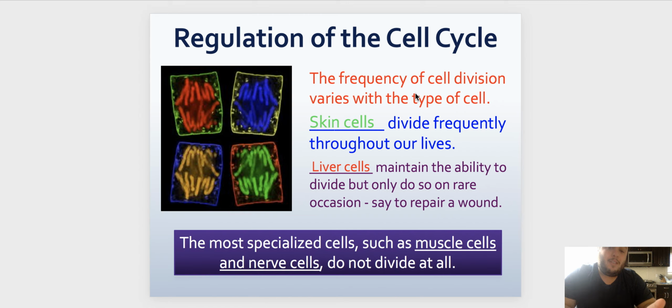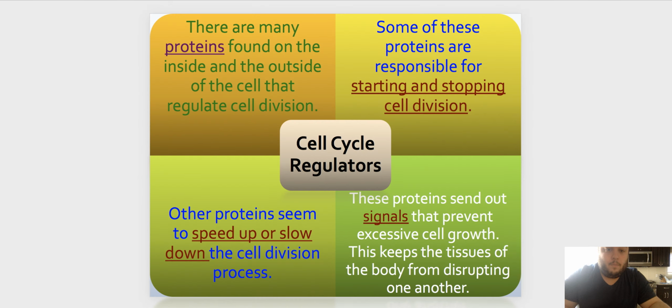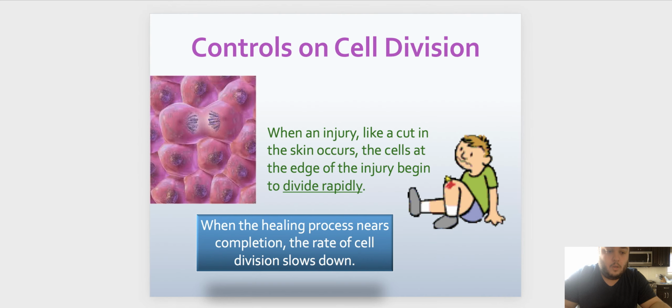So, this slide here is just to give you a heads up and to let you know that the cell cycle and mitosis is not something that is the same in every cell. It varies on cell, and it varies on length, and it varies on frequency, depending on the cell that we're talking about. Okay?